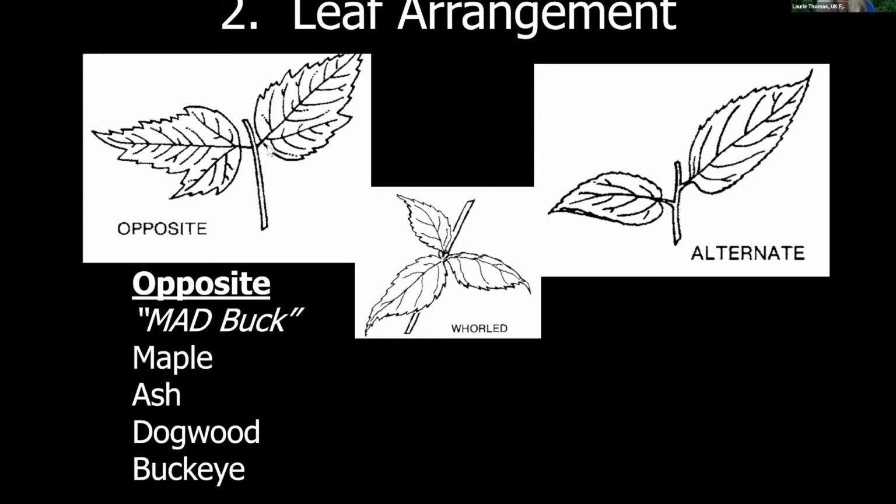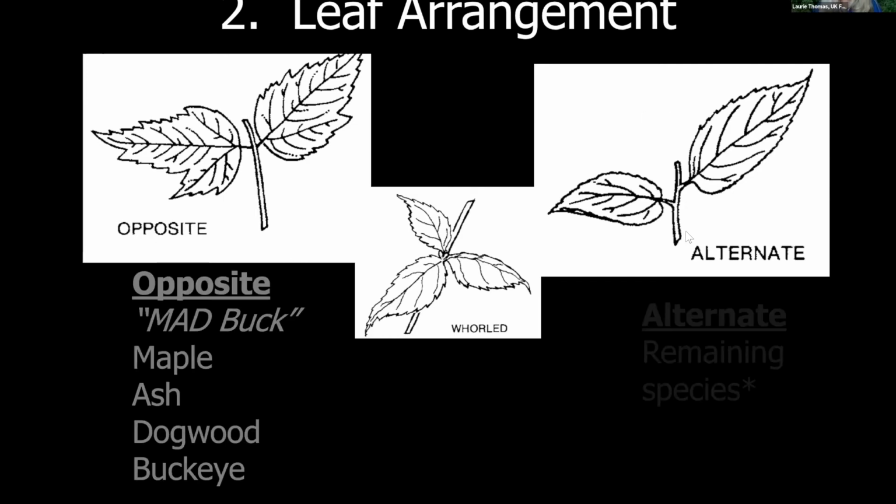They're oppositely arranged. So if you come up to your tree and you see oppositely arranged leaves, make sure you're looking at several sets of leaves, because sometimes they can grow really close together. But if you can remember the mnemonic MAD buck, standing for maple, ash, dogwood, and buckeye, you can remember, hey, maybe I've got a maple, an ash, a dogwood, or a buckeye. So those are oppositely arranged trees.